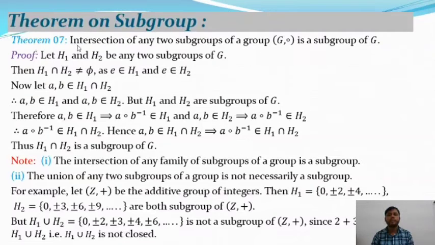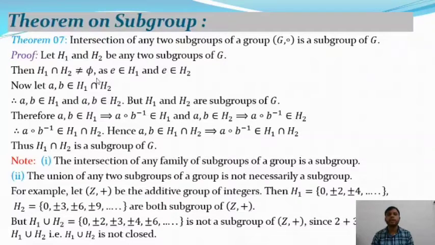So this is theorem number 7. The intersection of any two subgroups of a group G is a subgroup of G. This is the 7th theorem on subgroups of a group G. So let H1 and H2 be two subgroups of G. Then H1 intersection H2 is not equal to the empty set. You know that H1 and H2 are non-empty sets, as they are two subgroups of G.